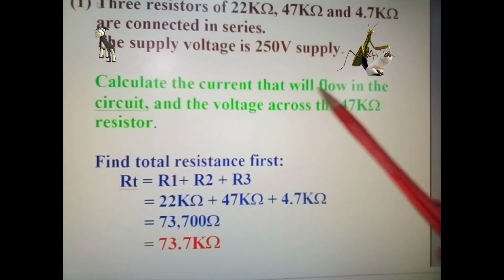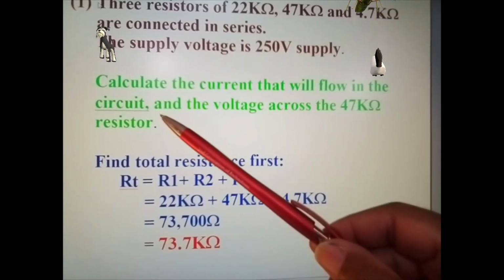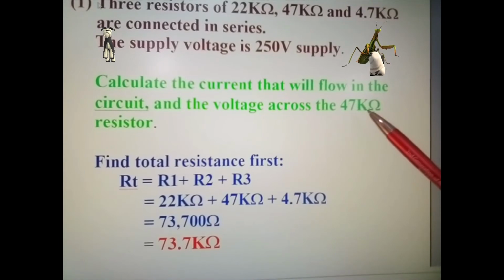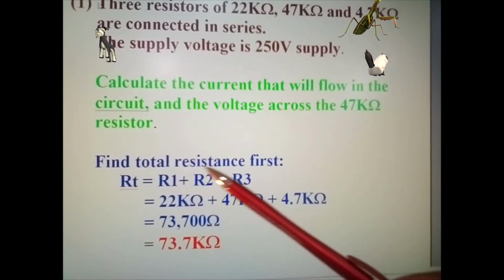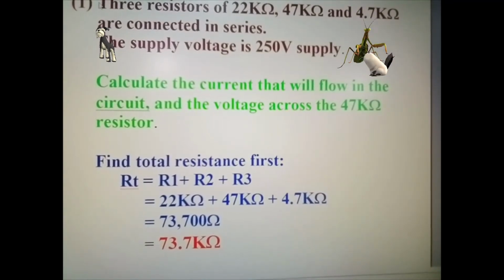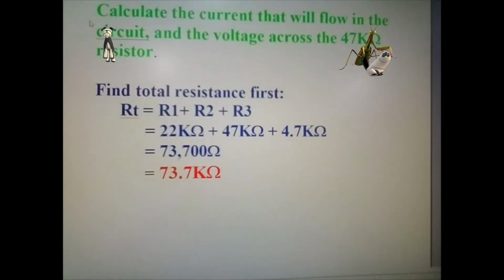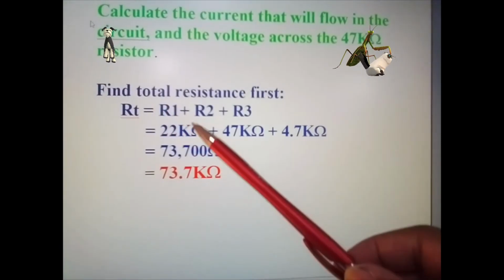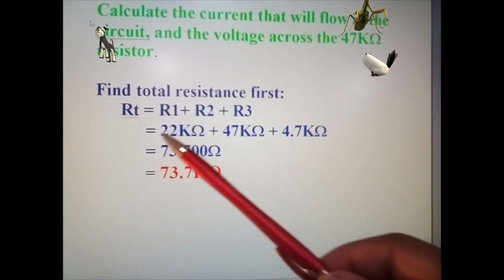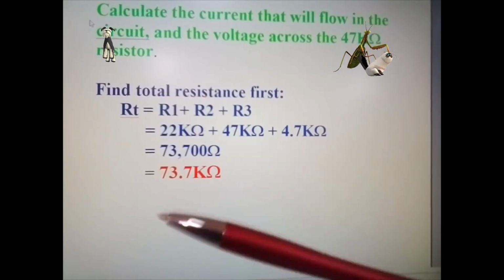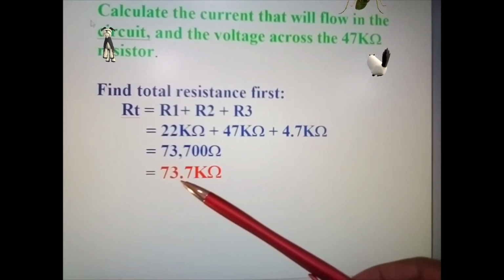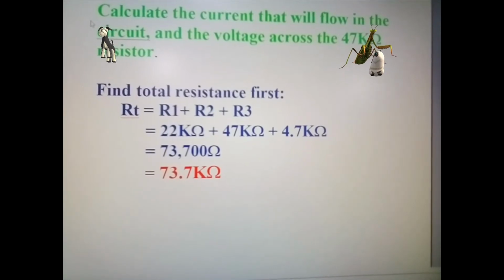So, calculate the current that will flow in the circuit and the voltage across the 47 kilo ohms resistor. First thing, find total resistance first. And here you have the process of finding total resistance. Now I don't need to go through this again with you because you've done that earlier, so you should now be able to apply it for yourselves. And it's 73.7 kilo ohms.